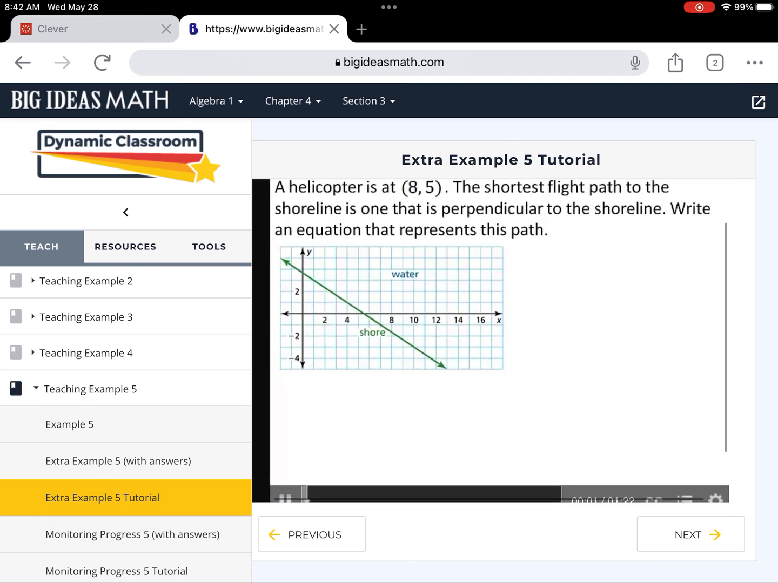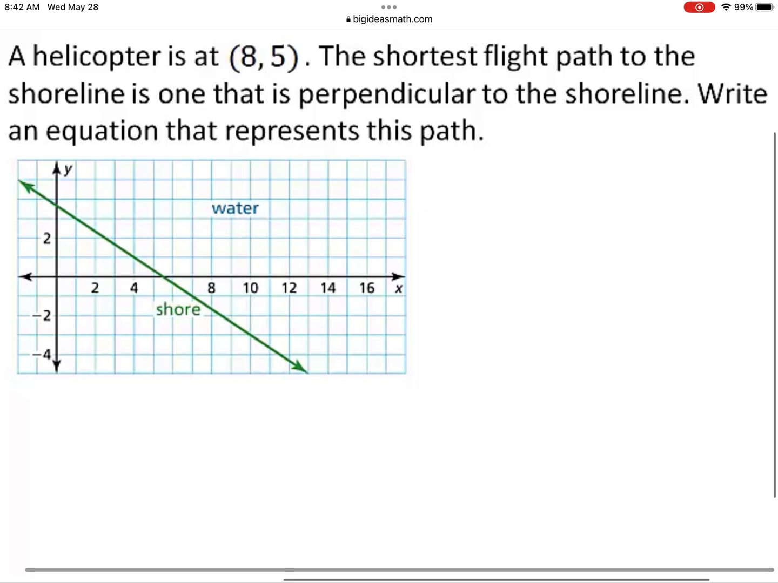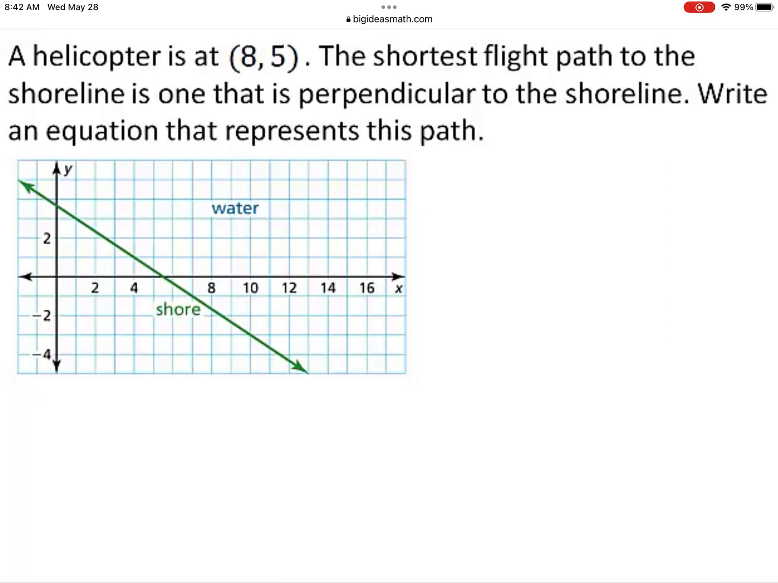A helicopter is at 8, 5. The shortest flight path to the shoreline is one that is perpendicular to the shoreline. Write an equation that represents this path. Begin by finding the slope of the line that represents the shoreline.